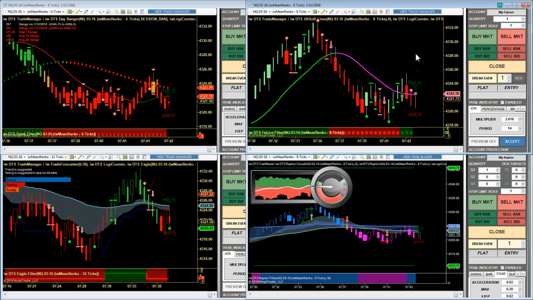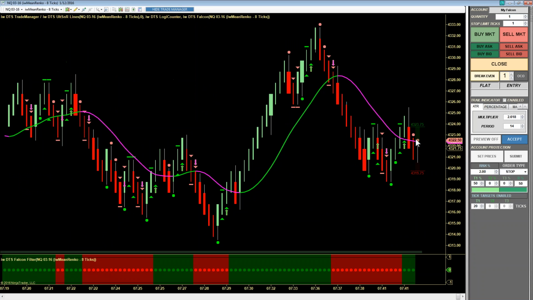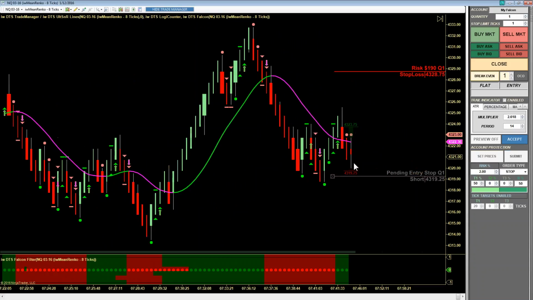We're still fighting our way out here with the Falcon, possibly working on a late filter entry signal to the downside of all things. Now the late filter entry signal, I'm anticipating that if this bar closes down here, it's going to flip the filter over, which is what it will do. I'm also anticipating that it's going to print a hash mark, which it did. So we now have a late filter entry signal to the downside. We also have a trend change signal to the downside.